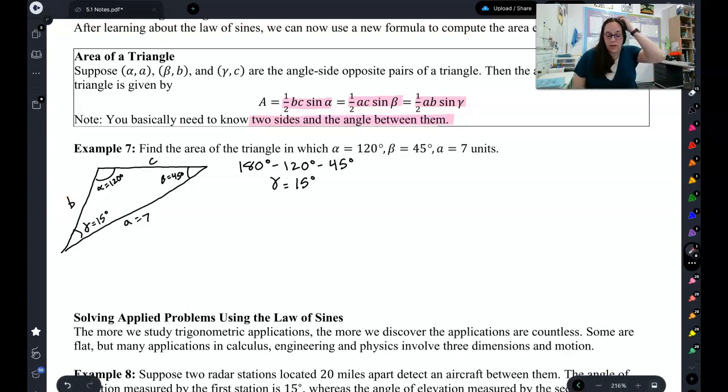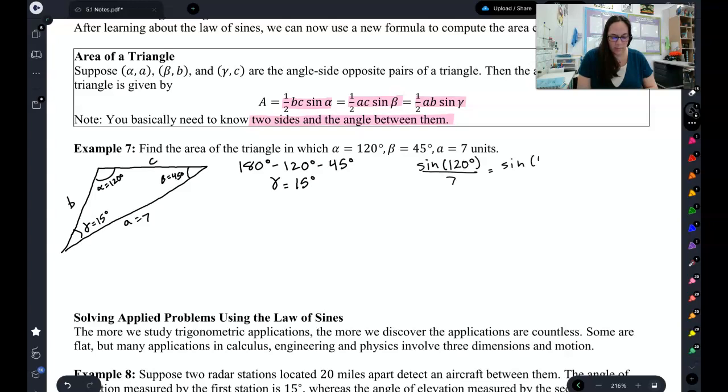Now, I can solve for B using the law of sines because I have a complete pair. So I have sine of 120 over 7 equals sine of beta over B. And now I can solve for B.